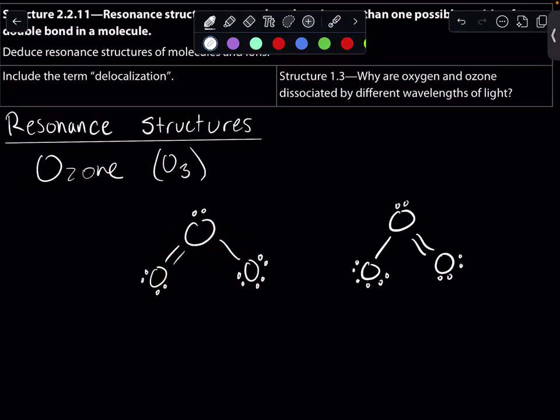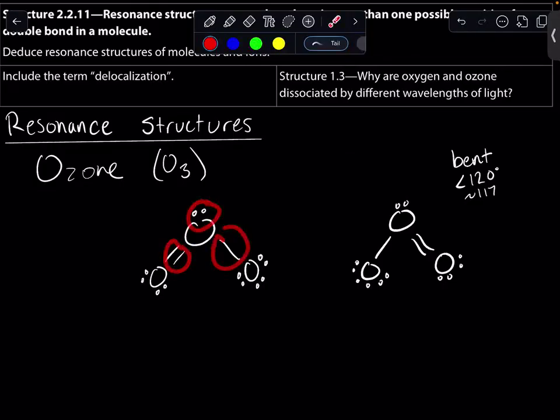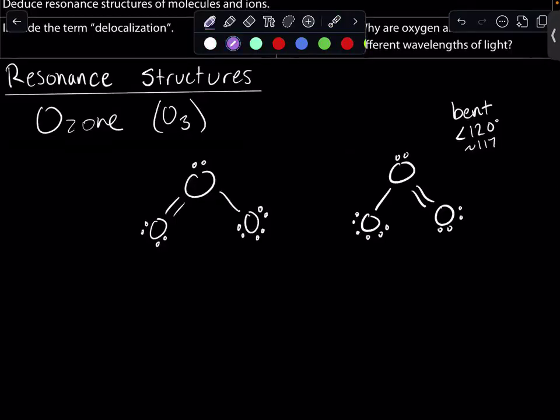It should still be a bent molecule with an angle of less than 120 degrees. It's actually around 117 for the bond angle, as there are three sets of electrons. So this is going to be an electron domain of trigonal planar with the actual structure being bent. So this is what ozone looks like. Now, ozone in our atmosphere can be broken down by UV radiation. So if a certain wavelength of UV light hits ozone, it will break.